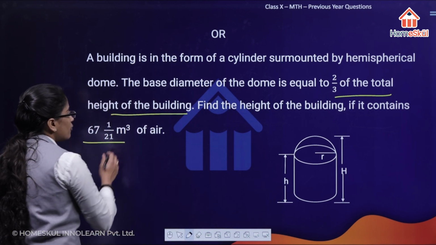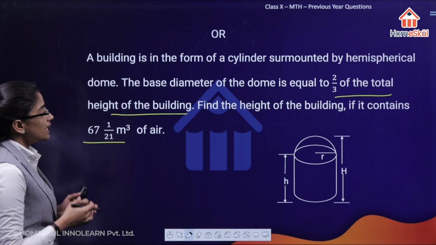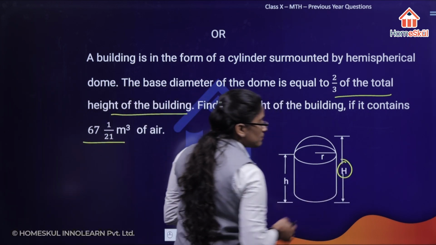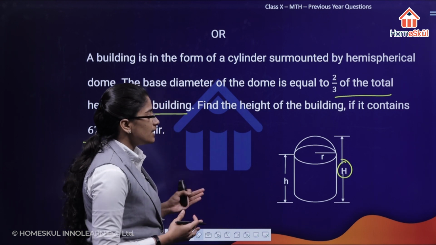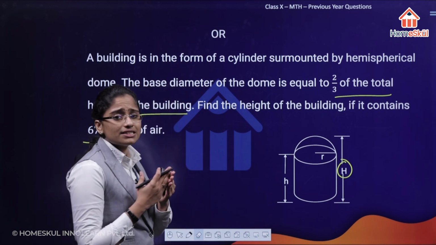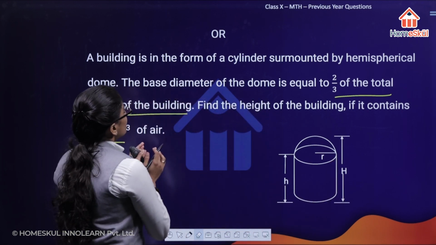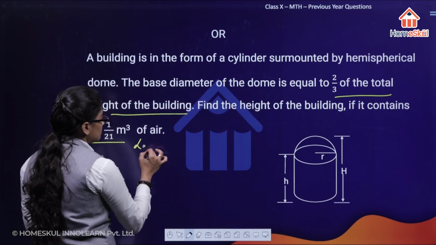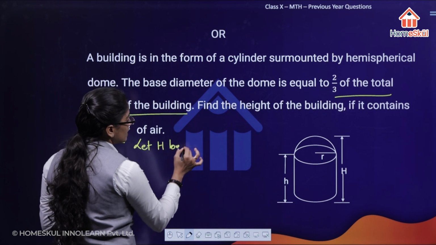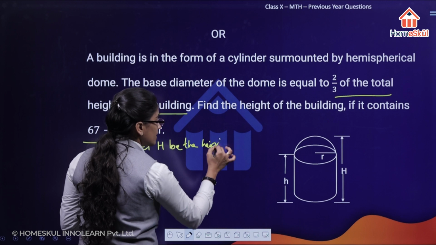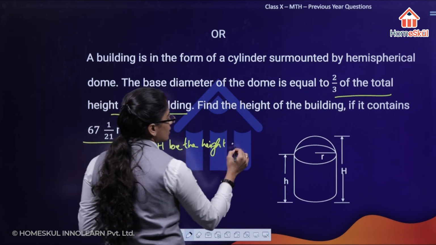That means the volume of that building is given, okay? Here we need to find out the height of the building. Height of the building is taken as capital H. So let's find out the relation between the radius, height of the building, height of the cylinder and all, okay? So let capital H be the height of the building. Okay, we need to find out the value of capital H.